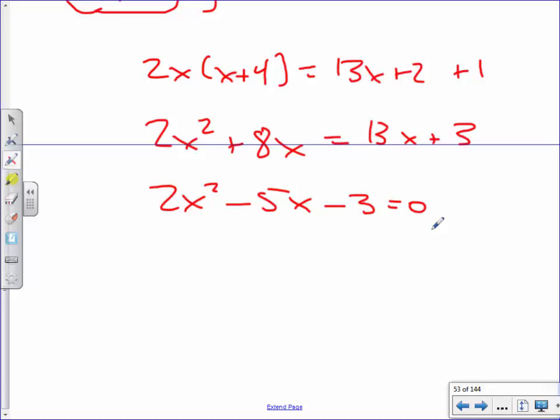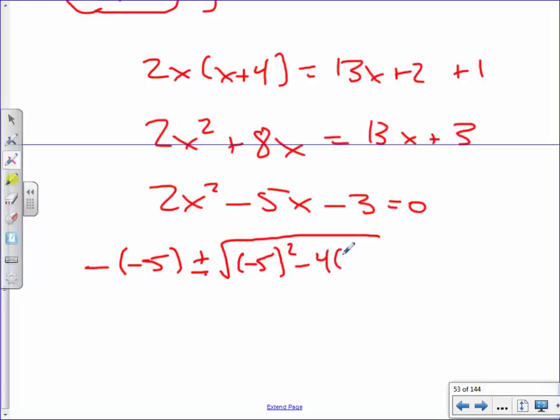Let's say you can't factor though. Why don't we go to the quadratic formula? It will always work, so let's just default to that one. Even though you might have been able to factor, let's try the quadratic case. So it's negative b, so that's negative 5 plus or minus the square root of negative 5 squared minus 4 times 2 times negative 3, all over 2 times 2.